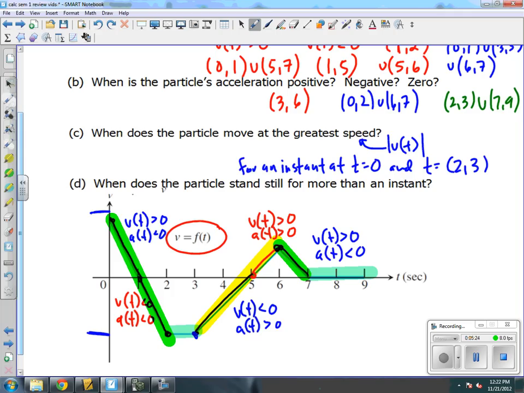You might think it's standing still from 2 to 3. In fact, it's not. It's actually moving. It's just not accelerating. All right. It actually does stand still from 7 to 9. So that would be the points where the particle stands still for more than an instant. When it crosses the axis, it stands still for an instant. It just changes directions. Okay. Next question.